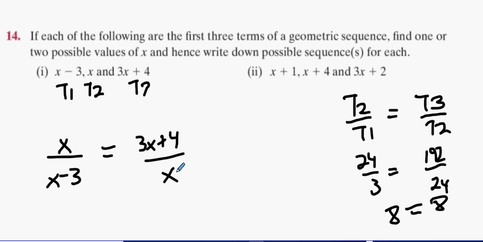Are you guys happy to finish that off? Cross multiply, solve a quadratic? You're good? Alright. Everybody cool with that? That's how you do them? Just T2 over T1 equals T3 over T2. Alright. Cross multiply, solve a quadratic. Alright, let's move on.